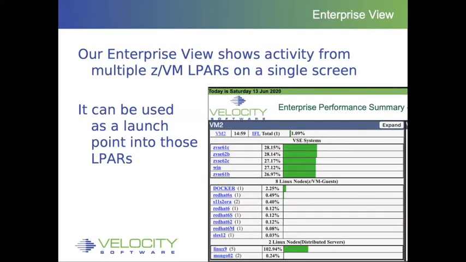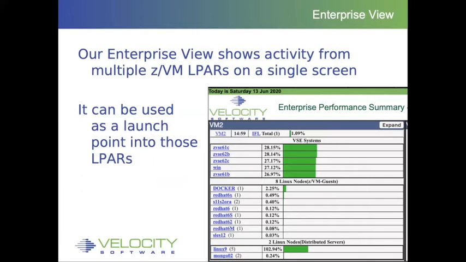Now we have something in zView called the Enterprise View. It provides the ability to see a number of different VM systems on one pane of glass. This VM2 machine that is highlighted here is just one of the VM systems that we have in our infrastructure. And it is showing a number of VSE machines. So we can see the VSE systems on that display, along with any Linux machines, any distributed Linux machines.